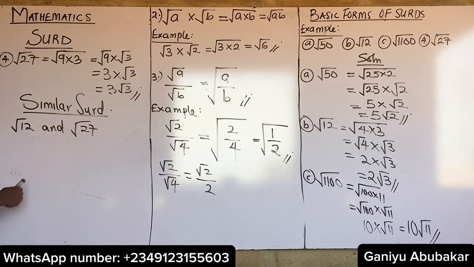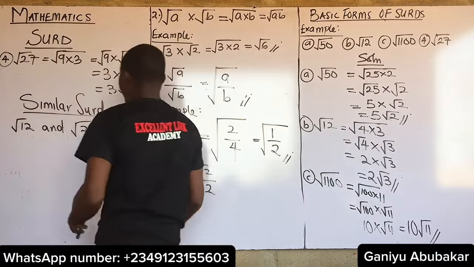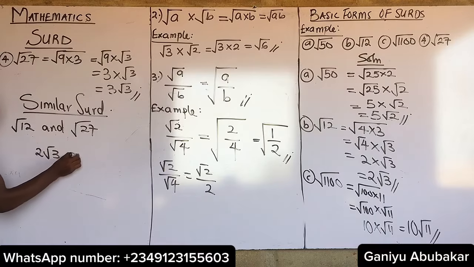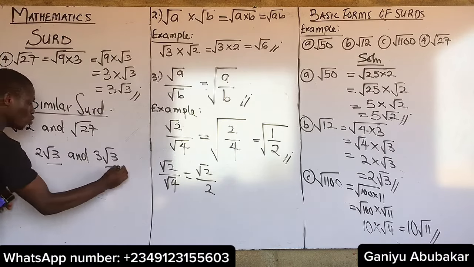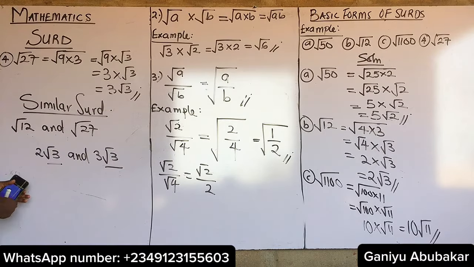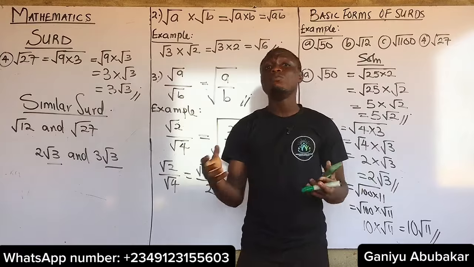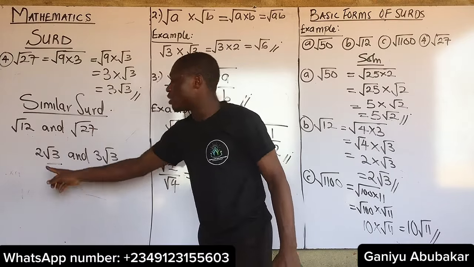These surds here are similar. Why? Because the basic form of 12 gives me 2 root 3, and the basic form of 27 gives me 3 root 3. So this is root 3 and root 3. They are similar. When surds are said to be similar, they have the same root, so root 3, irrespective of what is at the front.